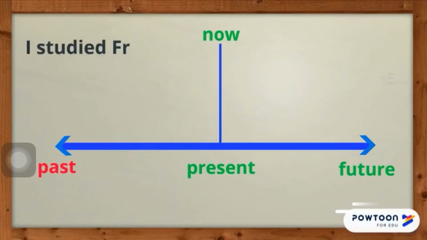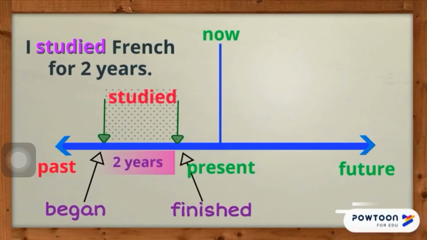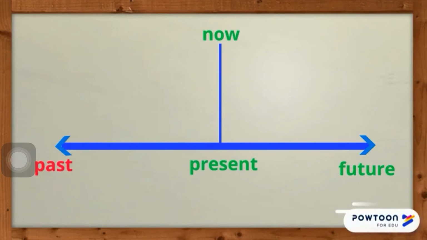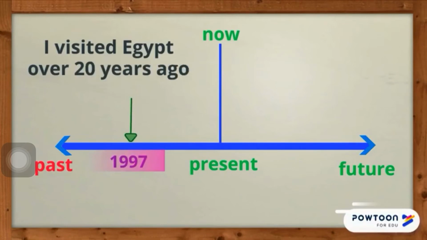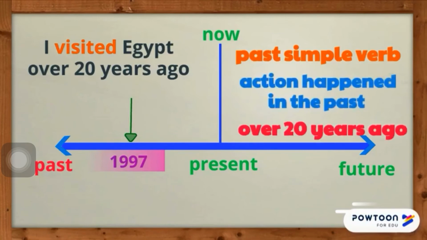I studied French for 2 years. Now the word studied is a past simple verb that began at some time in the past and ended 2 years after or 2 years later. Right, here's another example. I visited Egypt over 20 years ago. Now the word visited is a past simple verb because it's an action that happened in the past and it ended over 20 years ago.